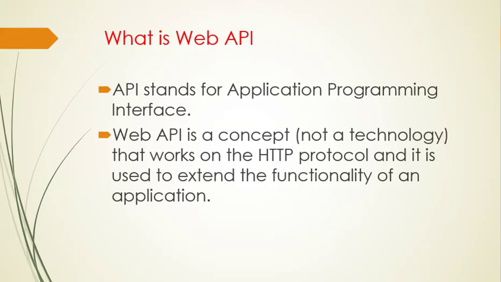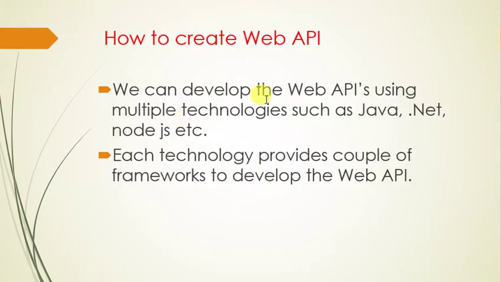Now, let's learn how to create Web API. We can develop Web APIs using multiple technologies such as Java, .NET, Node.js, etc. So we can create Web API using Java. We can also create Web API by using .NET or Node.js, etc. There are lots of frameworks available to work with Web API. We can use any one of them. So in our video series, we will create Web API using .NET. Each technology provides a couple of frameworks to develop the Web API.